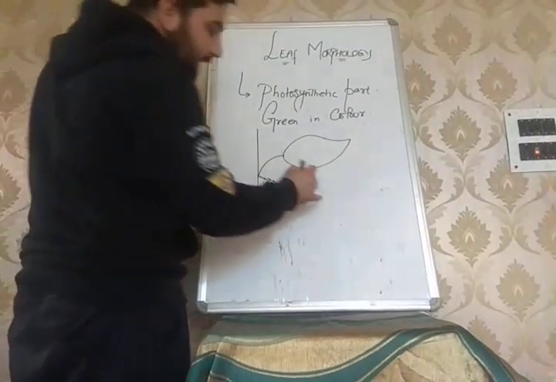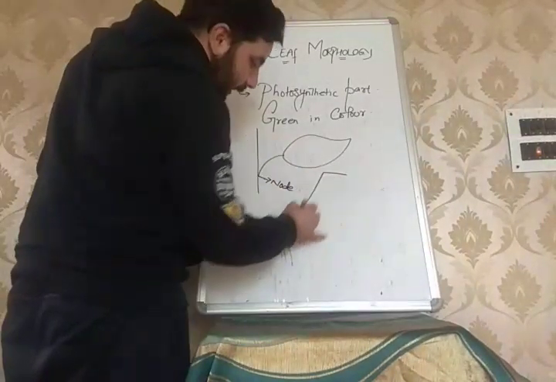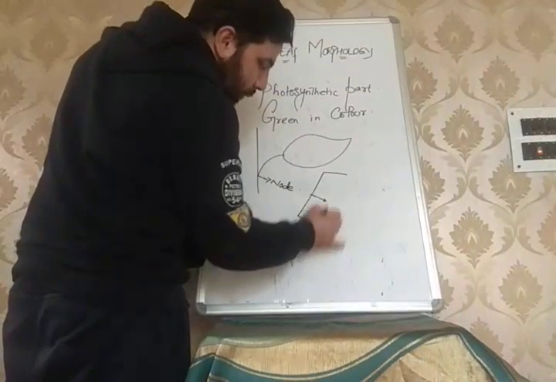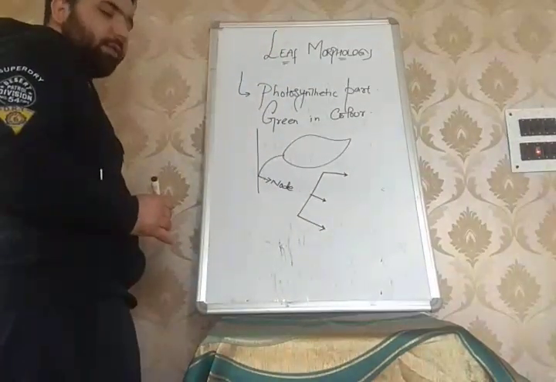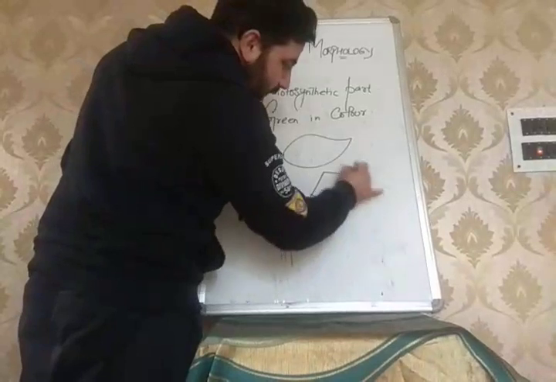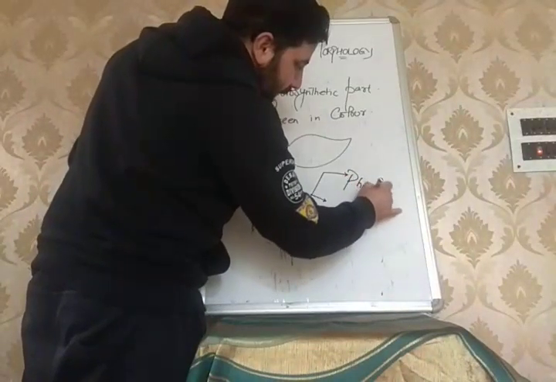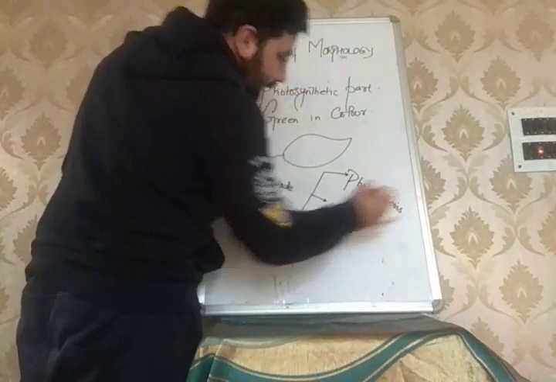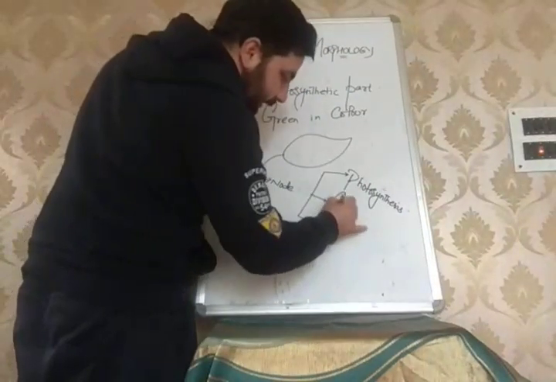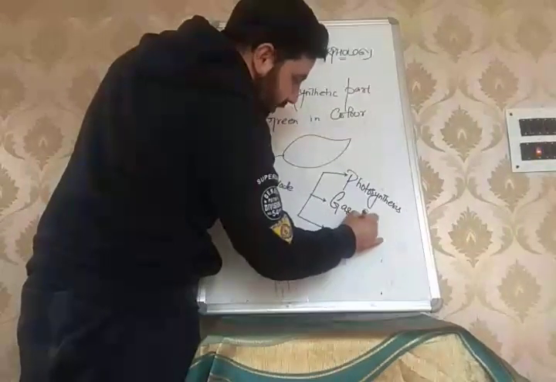Now as far as this leaf is concerned, broadly classified, there are three important functions of leaf. The first important function is called photosynthesis. The second important function is called gaseous exchange.